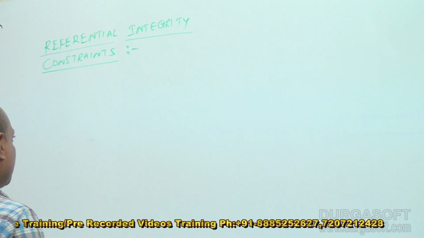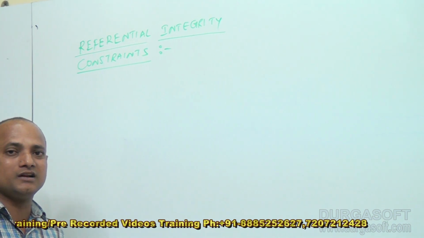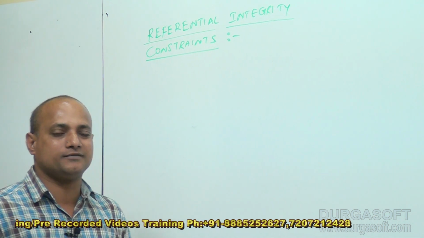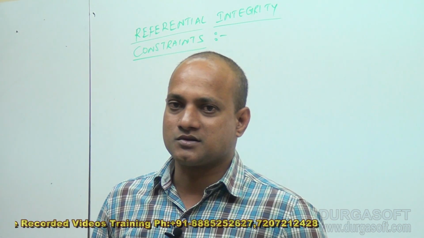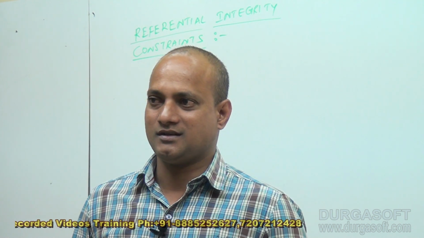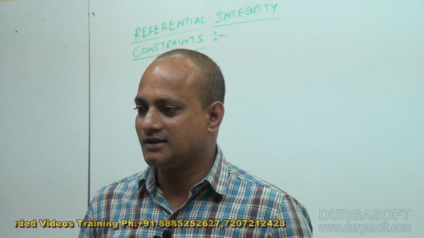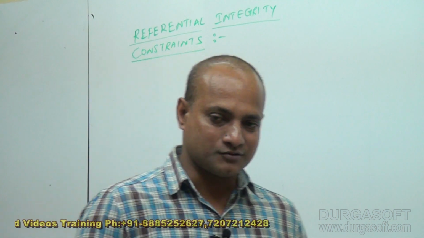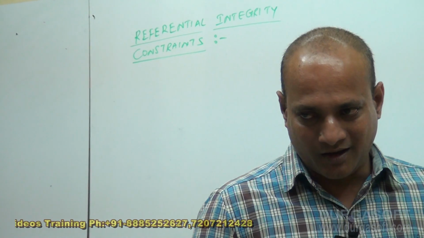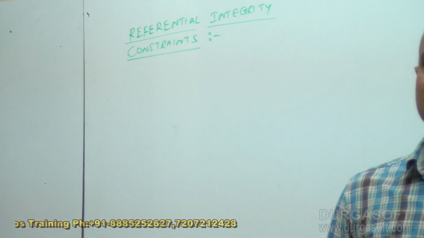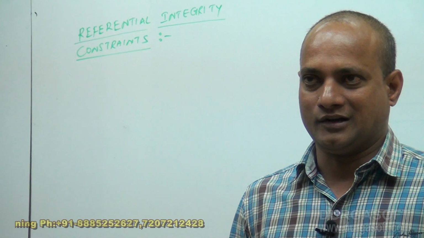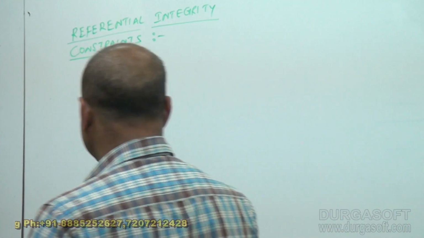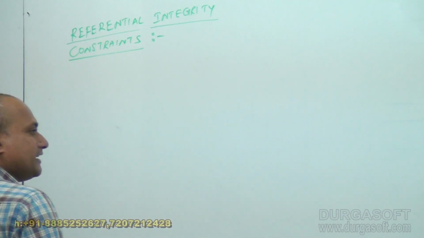In this video, you are watching referential integrity constraints. How can I define referential integrity constraints? This is also called integrity constraints. In the last video, we finished domain constraints: how to apply a valid range by using domain constraints, and how to apply a valid list of values on a column. So in this video, we are discussing integrity constraints.